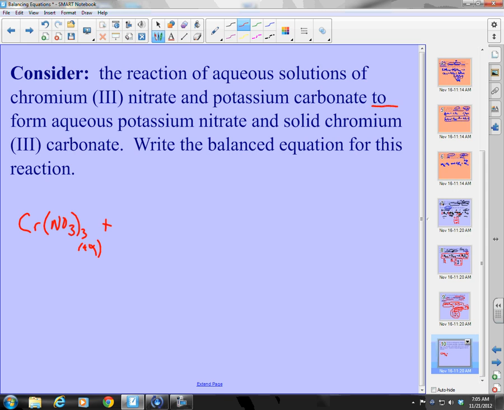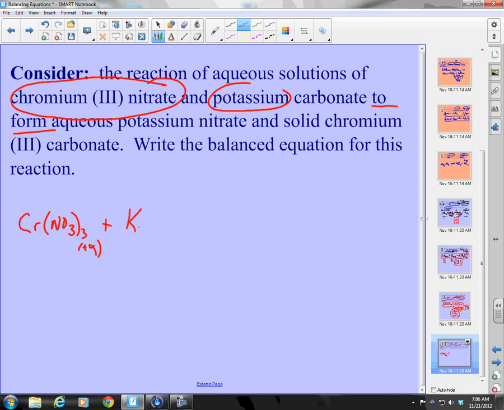Be careful, though, folks. So far, my reactants have always come first in the sentence. That doesn't have to be, because I can write it in a different way where my products are first. So read the thing carefully before you decide what's a reactant and a product. In this case, it says chromium-3 nitrate and potassium carbonate react to form. Okay, so those are my reactants.